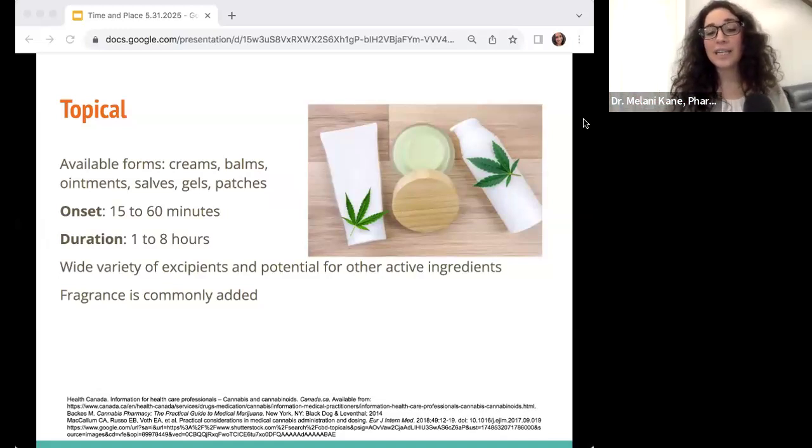I'm a big believer in the visualization when it comes to the endocannabinoid system. It's the mind over matter. It's where your energy goes.